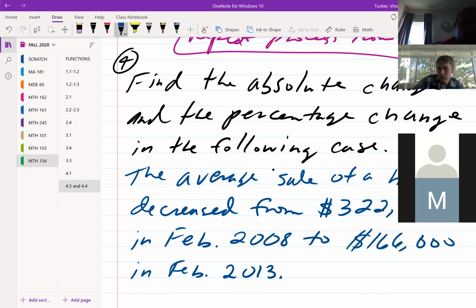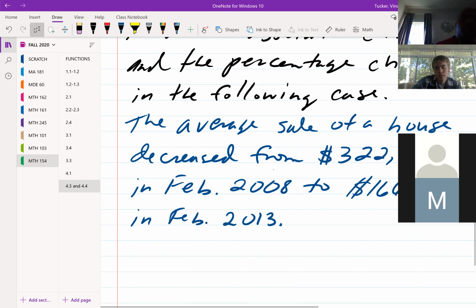All right, that's a real big drop. The average sale of a house decreased from 322,000 in February 2008 to 166,000 in February 2013. So it says find the absolute change and the percentage change in the following case.